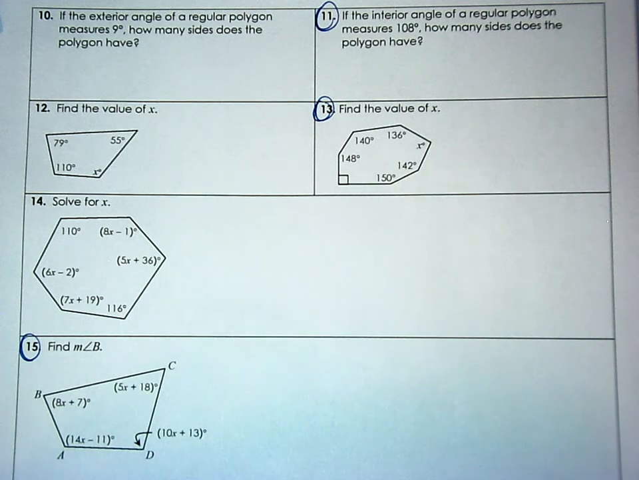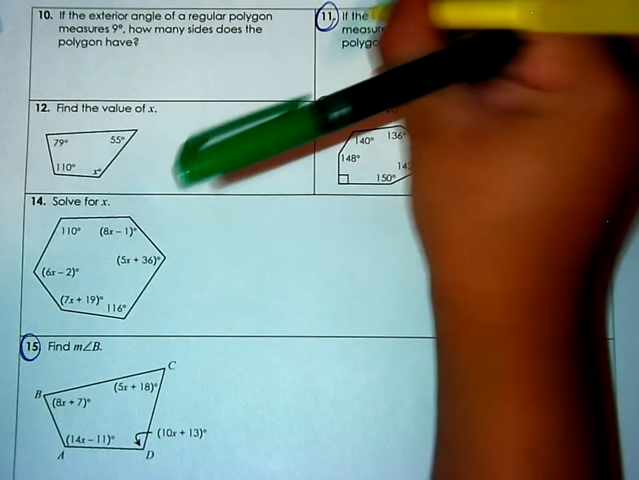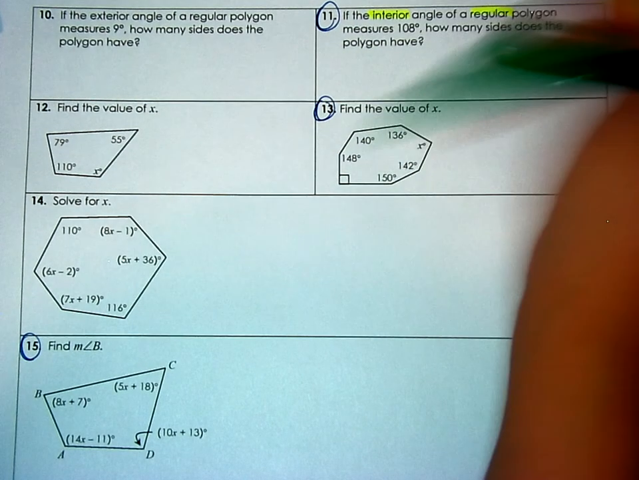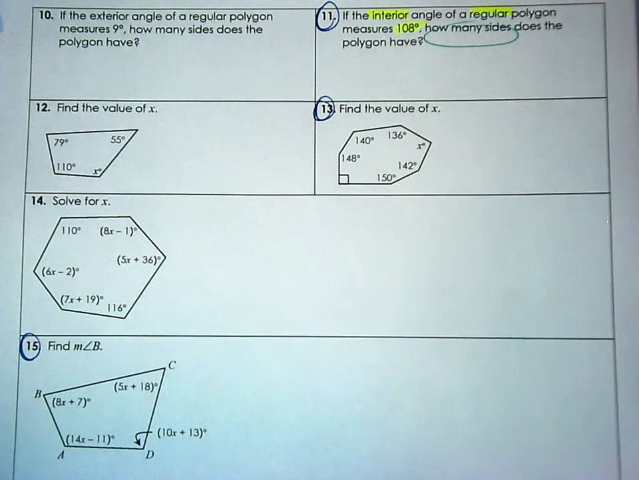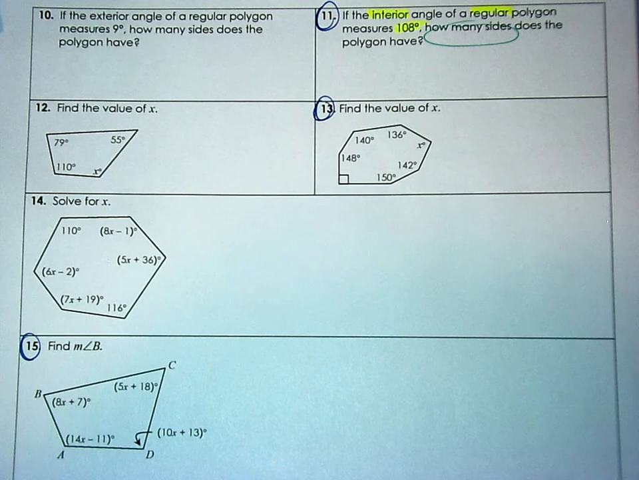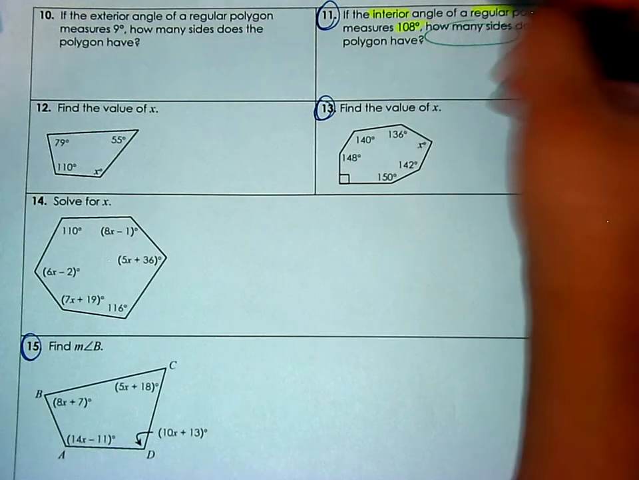Okay, if the interior angle of a regular polygon measures 108, how many sides does the polygon have? Okay, so I'm going to look at the keywords. It says interior, it says regular, it gave me 108, and it says how many sides. When it says how many sides, we're going to be looking for n. So keep that in mind. Okay, it also said interior, and it says that they're 108. So the first thing we have to do is figure out what the exterior is. And the reason why we need the exterior is because that's going to give us what we need to set it equal to.